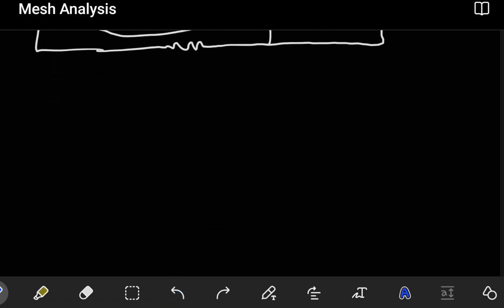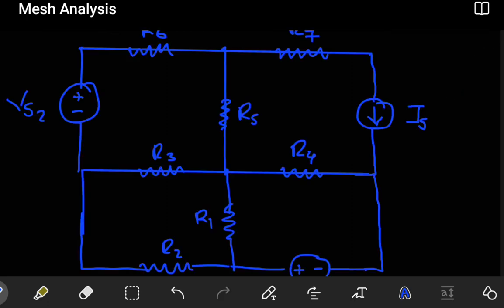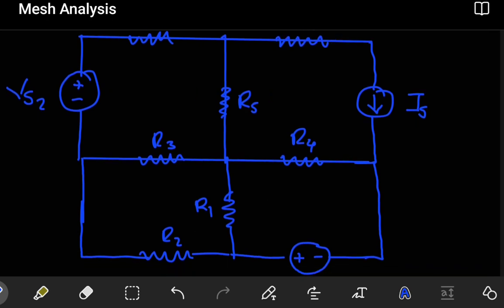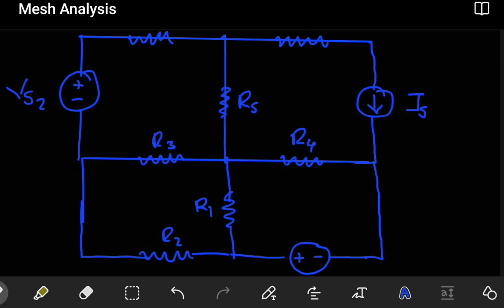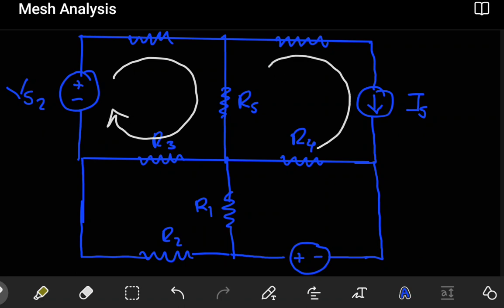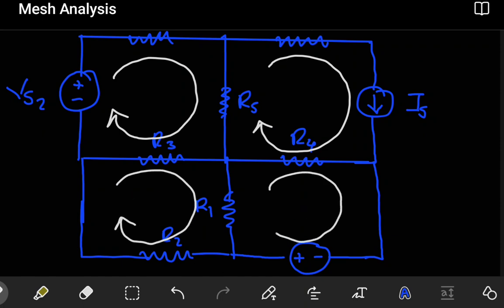Another circuit that I can give you as an example is this circuit here. What you notice is that you can create a number of loops here, but the only ones that will qualify to be considered a mesh are this loop here that doesn't have any other loop inside. This can also qualify as a mesh, it doesn't have anything inside. And then you can also have this as a mesh and also this as a mesh.